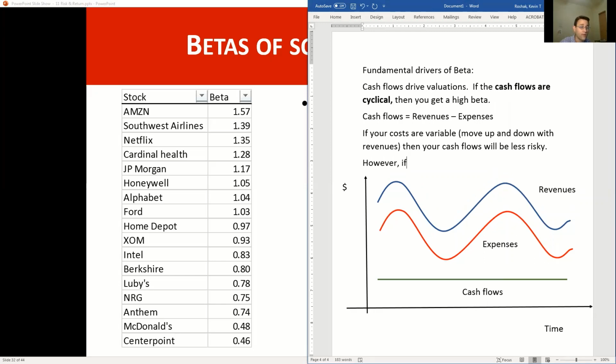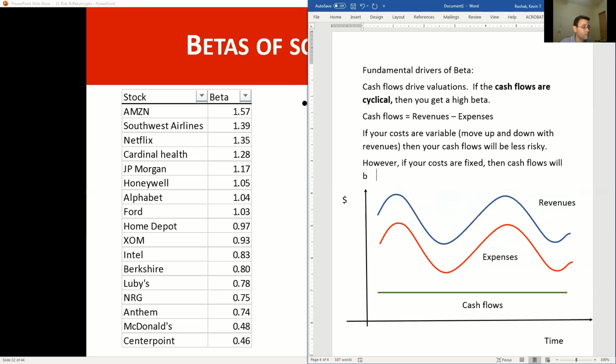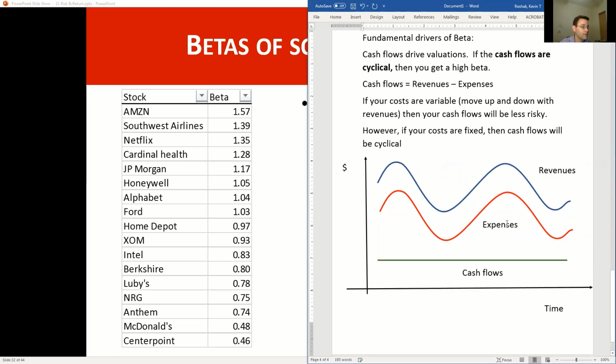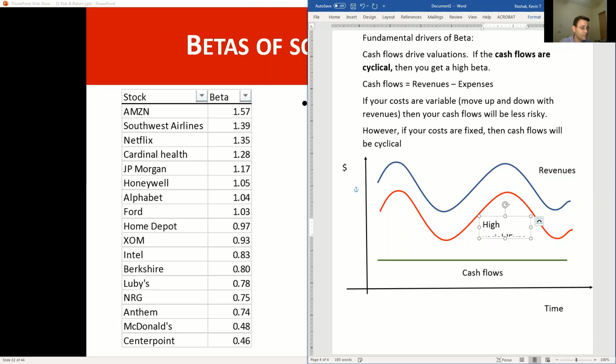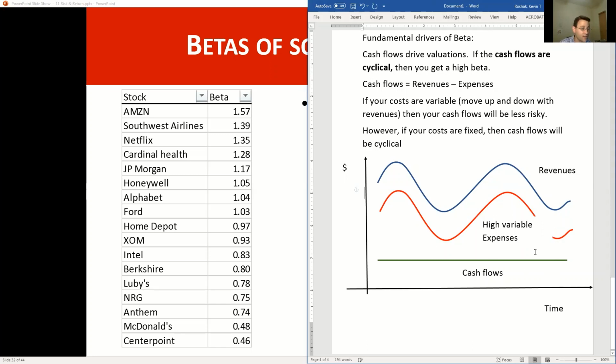However, if your costs are fixed, meaning you have to pay the same cost no matter what, no matter how much revenue you generate, that means that your cash flows are going to be more cyclical. Okay. So in this case, we have kind of high variable expenses. And the result is very safe cash flows.